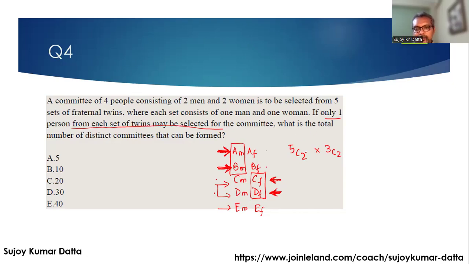Okay. So 5C2 is for the males. Now ignore them. 3C2 is for the females. We are done with the selection. So 5C2 is 10, 3C2 is 3. So 10 times 3, that's 30 ways. So that is the fourth option. I hope this is fine.